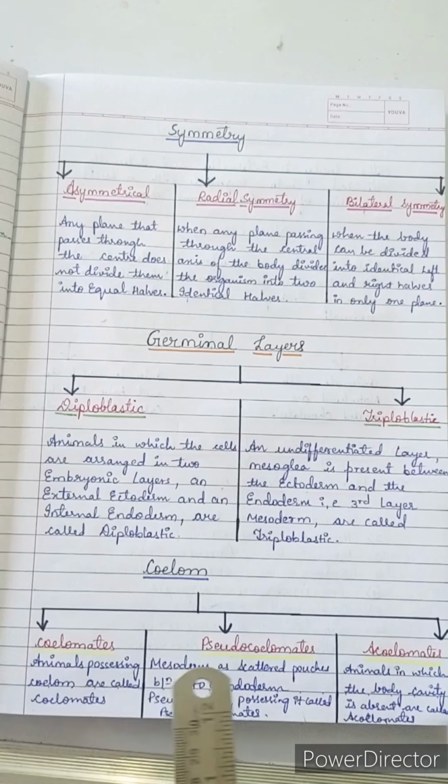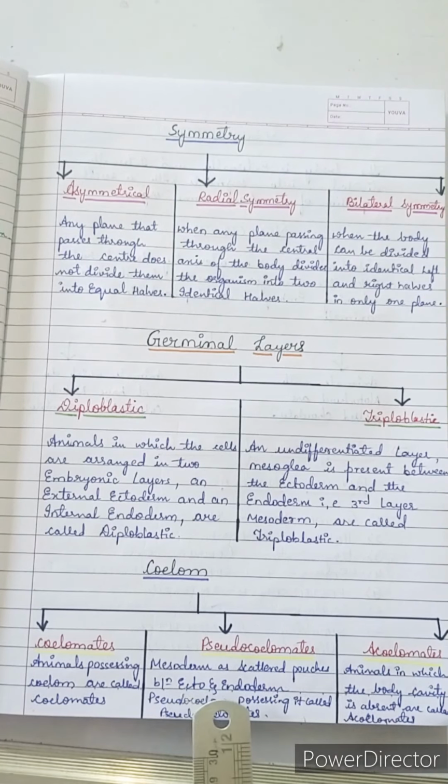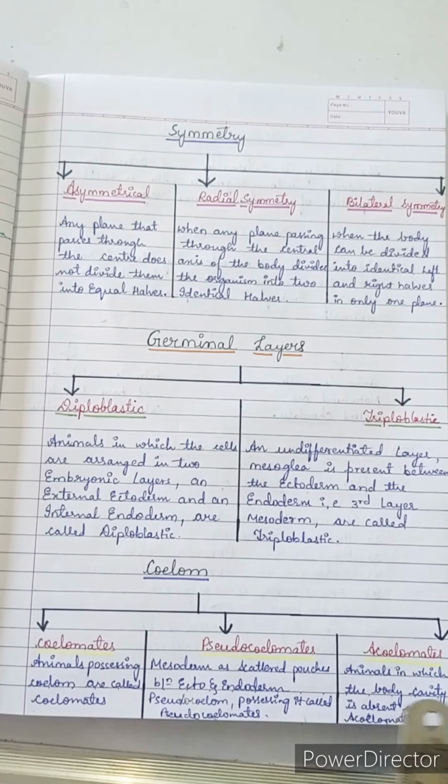We'll see about the coelom. What are coelomates, pseudocoelomates and acoelomates? Animals possessing coelom are called coelomates. Mesoderm forms scattered pouches between ectoderm and endoderm. Animals possessing pseudocoelom are called pseudocoelomates. Acoelomates: animals in which the body cavity is absent are called acoelomates.